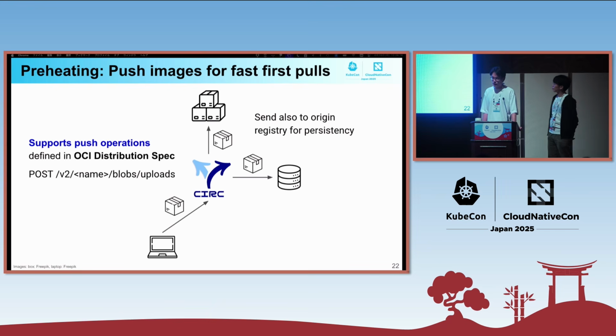CIRC enables this optimization by supporting image push operations. When users build an image, they can push the image to CIRC directly, not to the origin registry. CIRC stores the received image to the cache storage, and it also uploads it to the origin registry at the same time for persistency. This push protocol is included in the OCI distribution specification and CIRC implements it. So various clients can push images to CIRC.